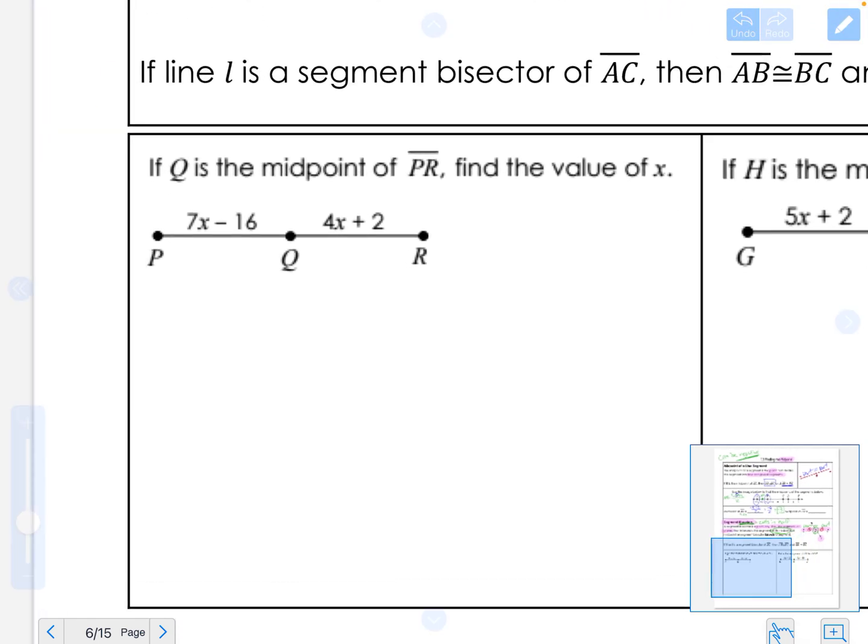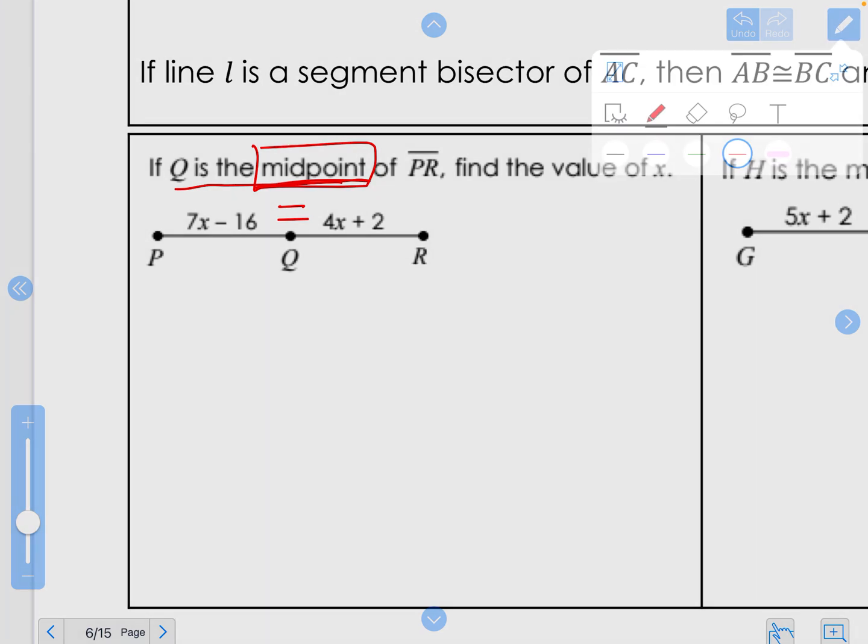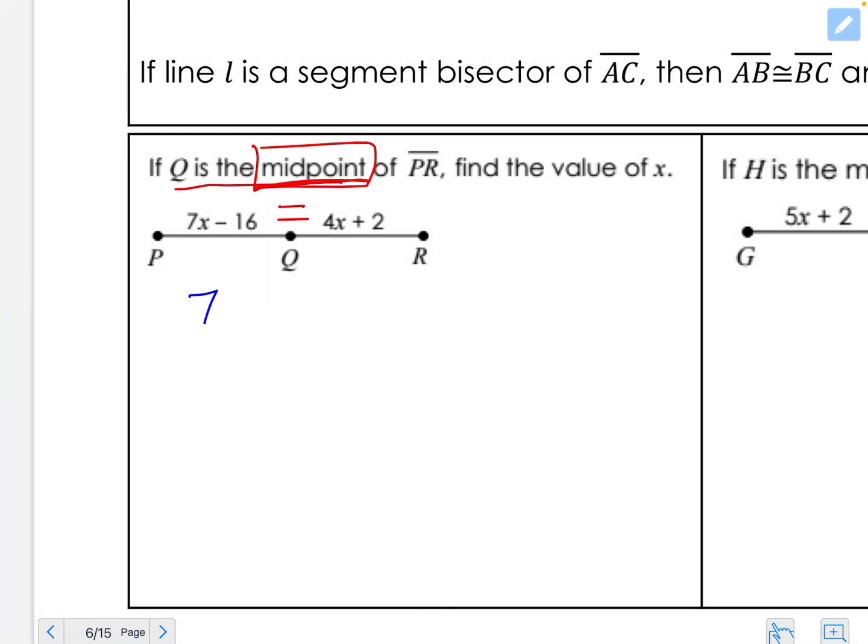The problem tells me that Q is the midpoint. So anytime I see the word midpoint, I'm going to immediately put an equal sign above that point. Midpoint means they are equal. Midpoint means they are congruent. So now I have an equation that I can solve: 7x minus 16 equals 4x plus 2.